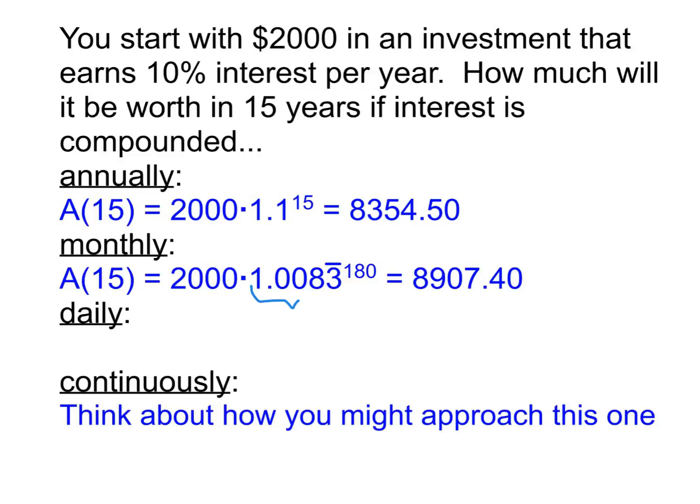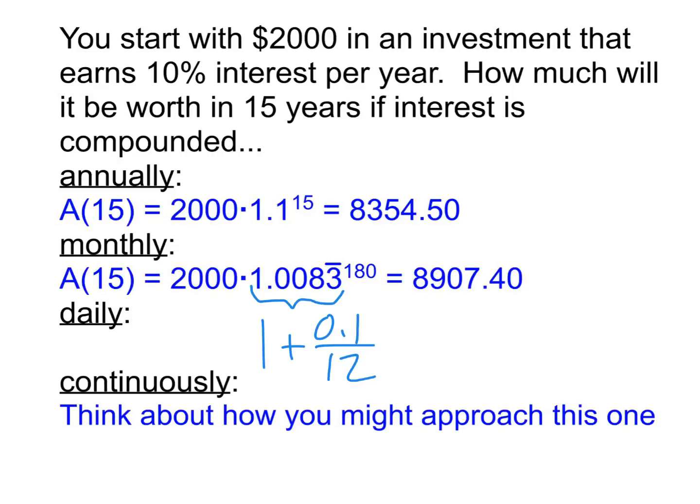First of all, there's 1.0083 with the 3 repeating. That comes from doing 1 plus r over n. Now, r in this problem is 10%, which turns into 0.1. N, remember that's the number of times it compounds per year. If we're compounding monthly, that means 12 times per year. So that's where that number comes from. I'm actually calculating 0.1 divided by 12 and then adding 1 to it.